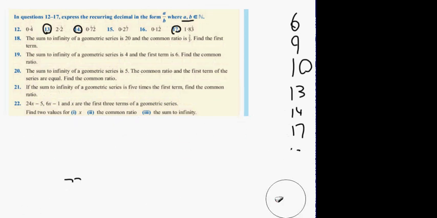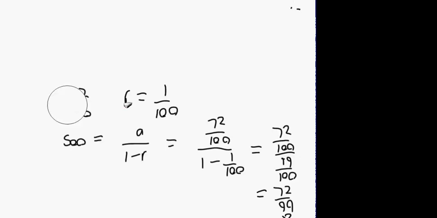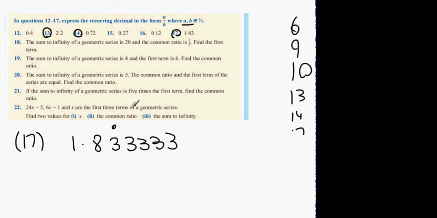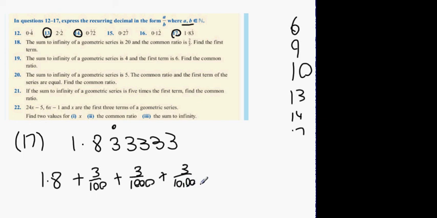Now we're on question 17, okay? And on question 17, what we're going to be doing is, it's going to be 1.833333. The decimal recurrence is here. So what we're going to do is we're going to get 1.8, and that's going to be plus 3 hundredths plus 3 thousandths plus 3 10,000ths, and continuing all the way down.